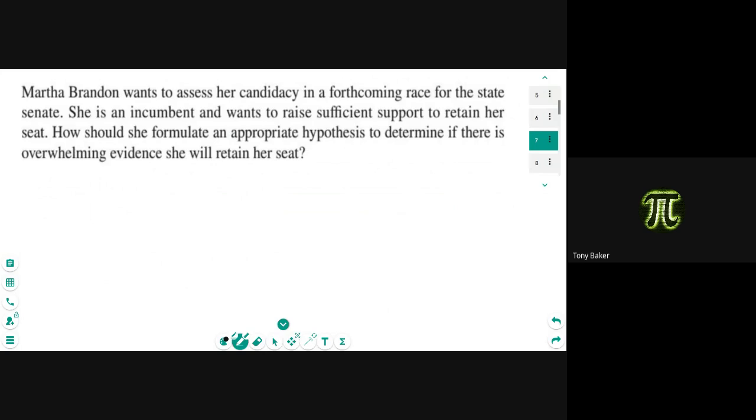Yeah. All right. Come up with my null hypothesis and alternate hypothesis for this one. You're right. There's no numbers in this one. But reading the problem, you should be able to come up with what they're talking about.